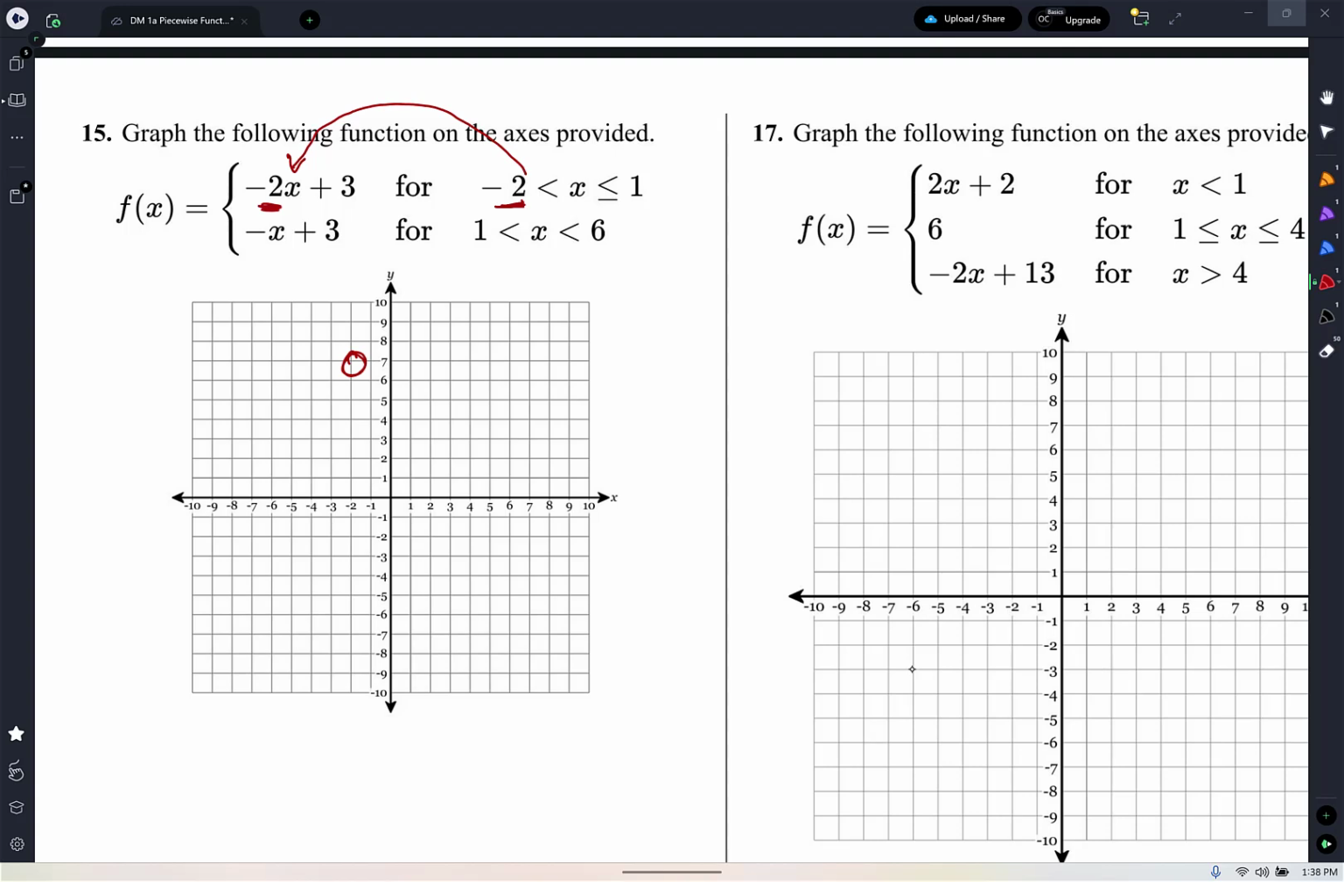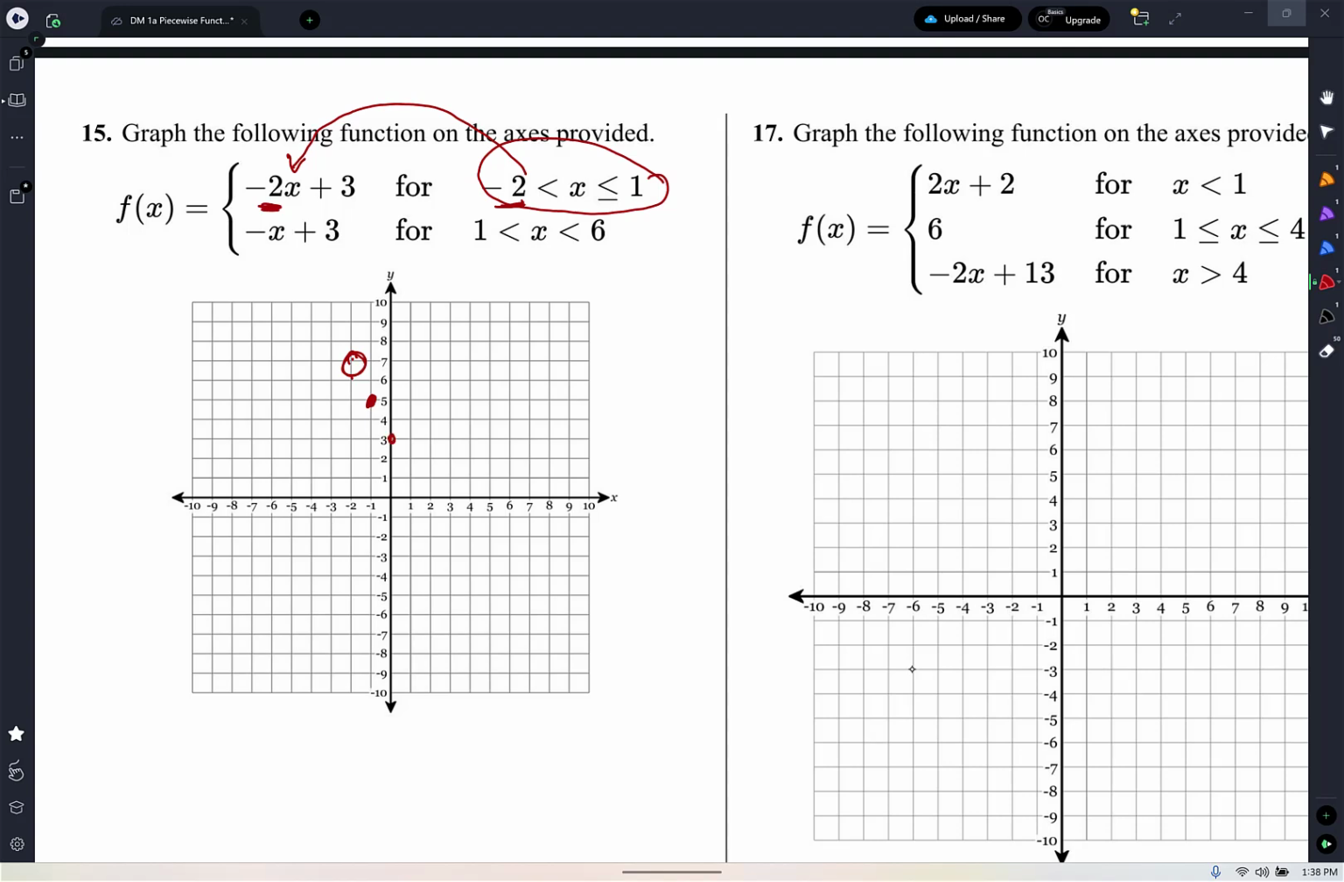Why are you going down right and not up left? Because I'm going between -2 and 1, so I need to be going to the right so I can get to x = 1. Does that make sense, guys? From my open circle at -2, 7, I'm going to go down 2, right 1. So I have a point at -1, 5. And I'm going to keep going until I get to x = 1.